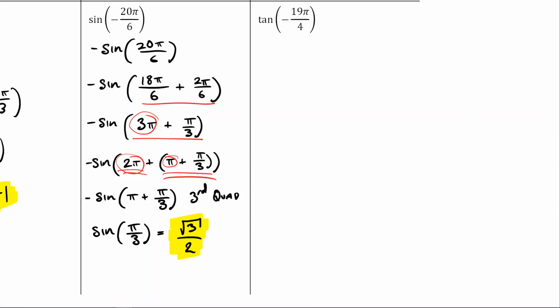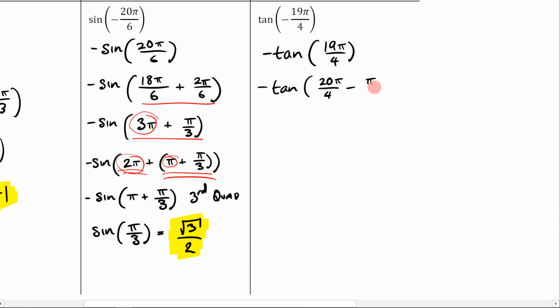Okay, so what are we going to do here? We've got tan of negative 19 pi on 4. I'm going to take that negative out the front, which is going to leave me here. And again, I need to break this up. This one actually isn't that hard to break up. I'm just going to break it up into 20 pi on 4 minus pi on 4. That's going to give me 20 divided by 4 is 5 pi minus pi on 4.